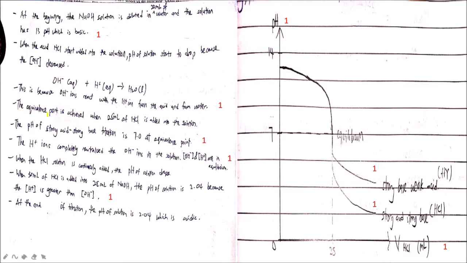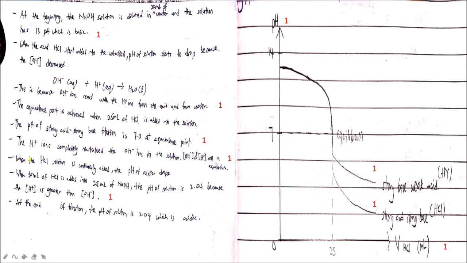and the equivalence point is achieved when 25 ml of HCl is added into the solution. And we know that at the equivalence point, the pH is 7, and this is because the hydrogen ions completely neutralize the hydroxide ions in the solution, and the concentration of hydroxide ion and hydrogen ion are in equilibrium.